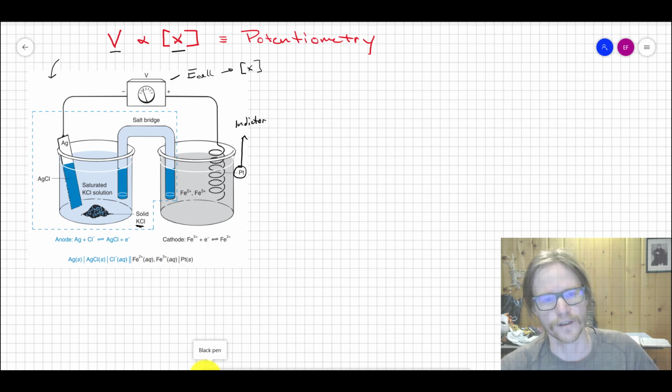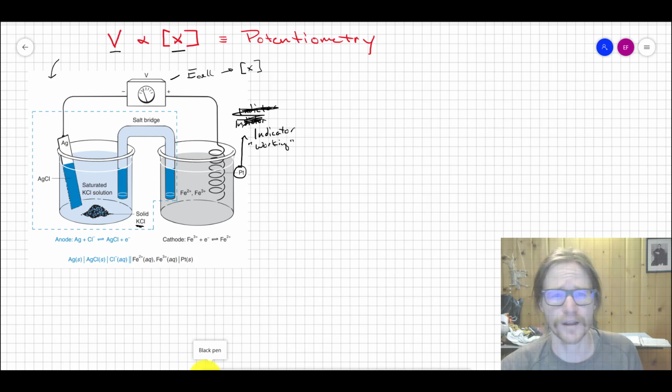Your book likes to call it an indicator electrode. I like to call these a working electrode. That's more common in the electrochemical community. Either one works here. So platinum here is not participating in the redox reaction at all. It's simply serving as an inert metal to complete the circuit.